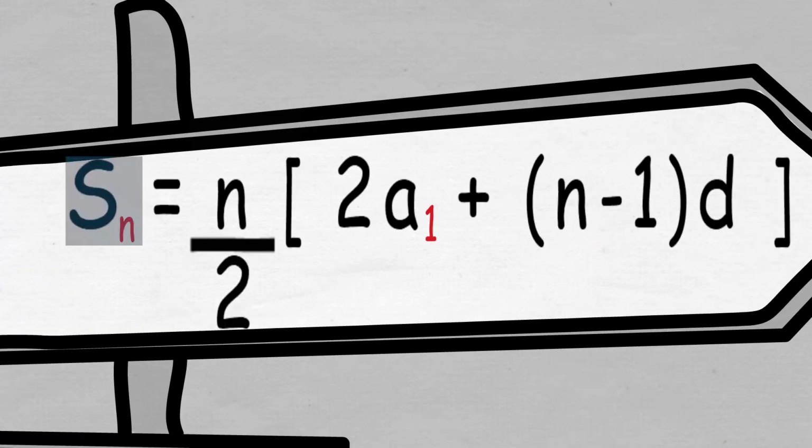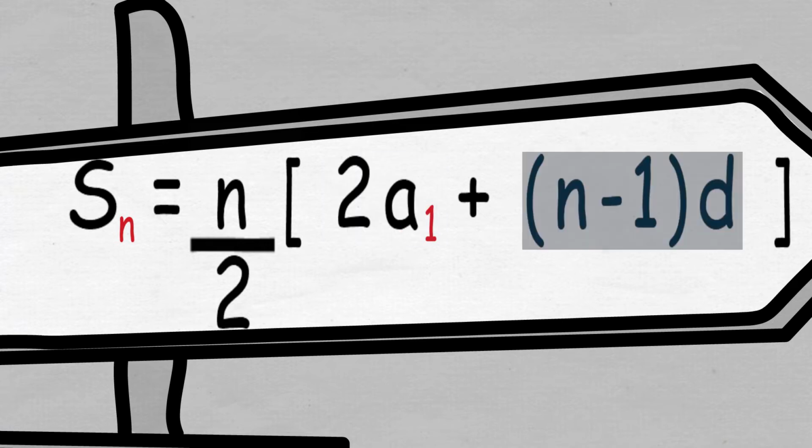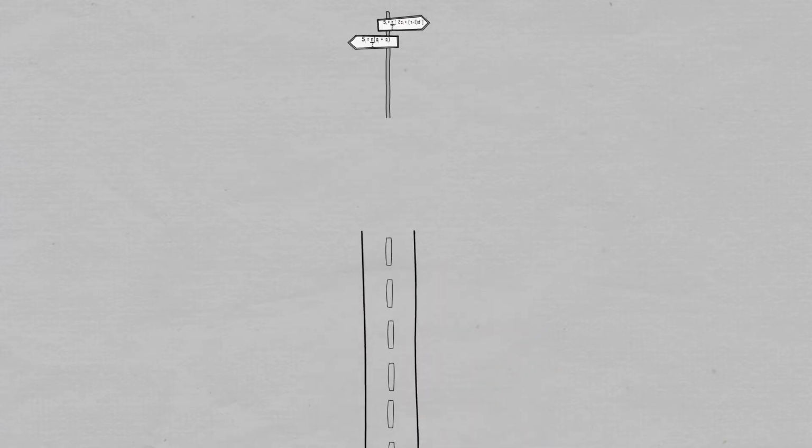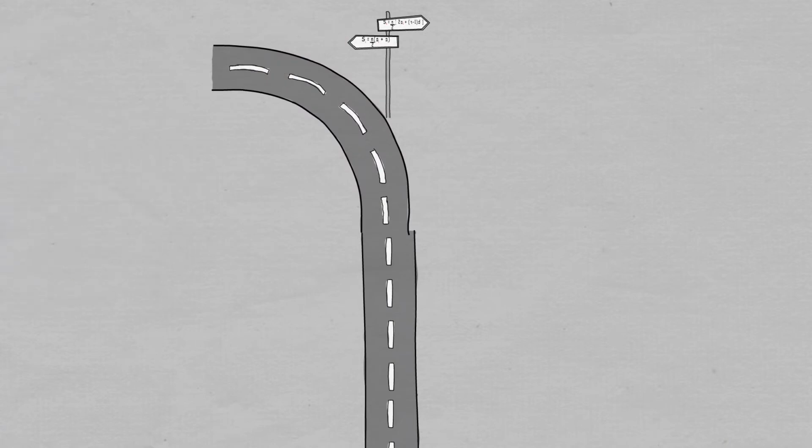And now let's proceed to our second formula. So we have the sum of terms is equal to N over 2 to be multiplied by 2 A sub 1, or twice the first term, plus the quantity of N minus 1 times D, where N is our number of terms and D is our common difference. Now, since we have two formulas, the question now is, what would we use? And when would we use these formulas?